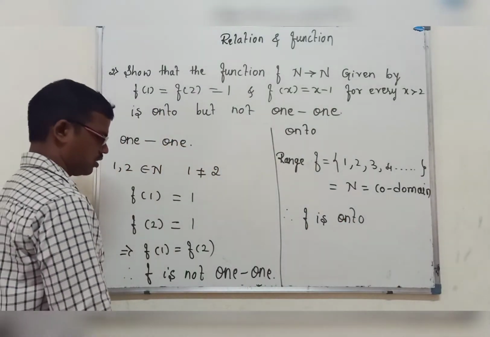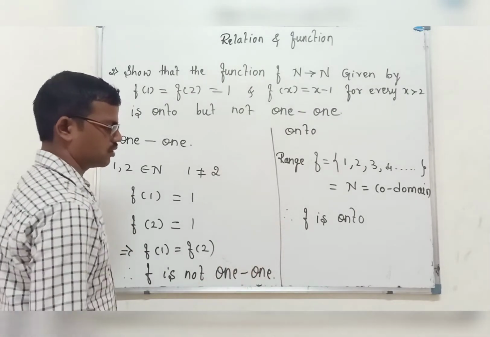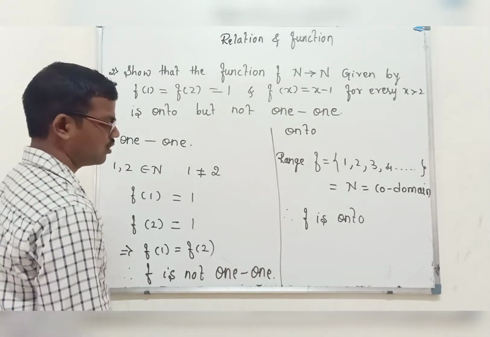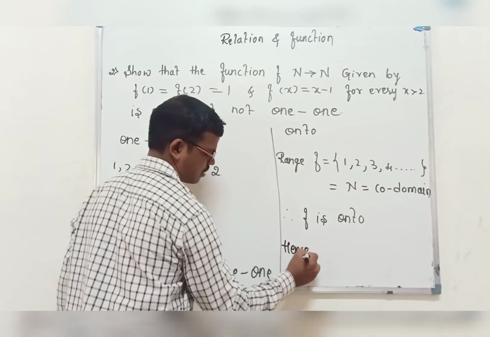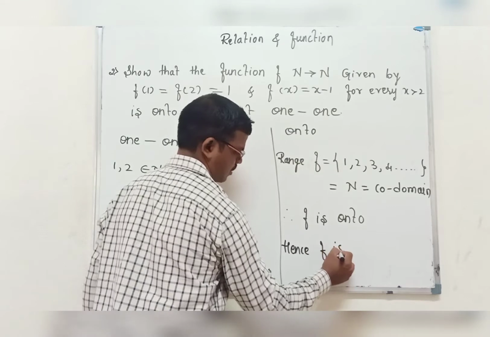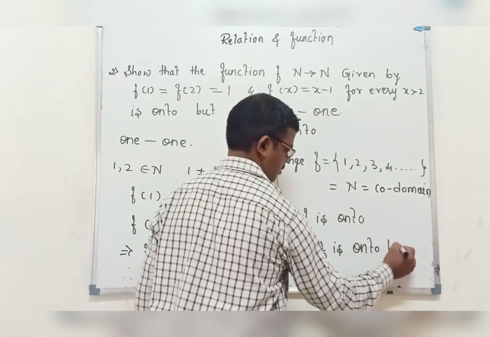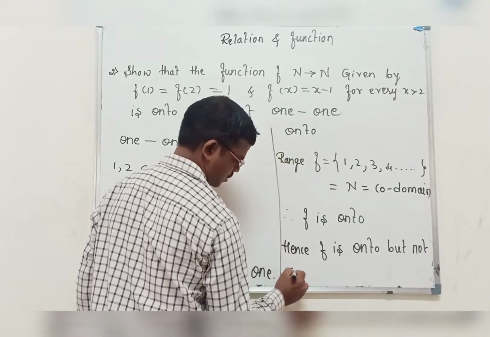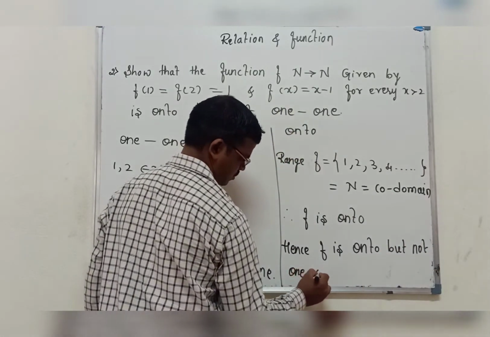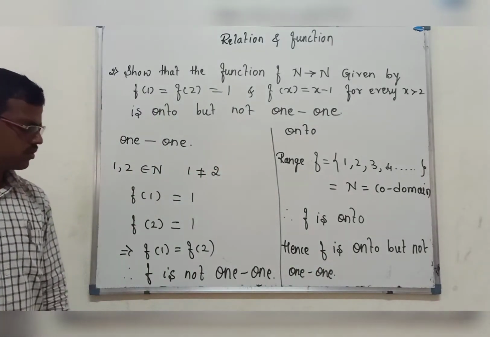So now here it is clear that f is not one-one, so f is onto but not one-one. Hence f is onto but not one-one. So this is what.